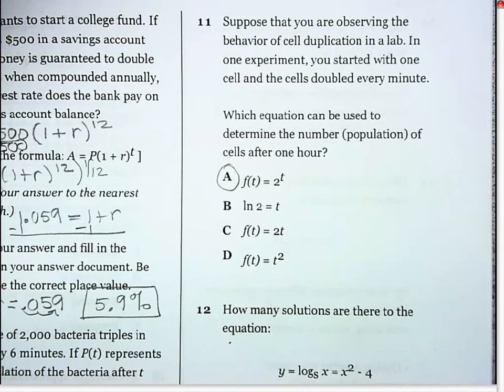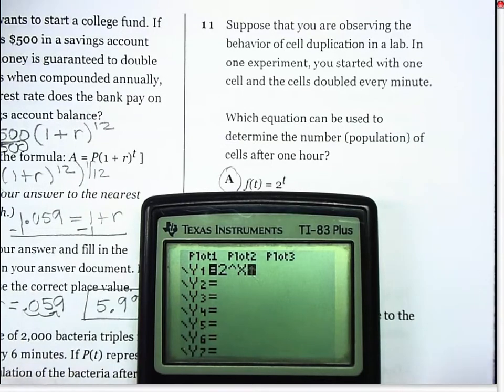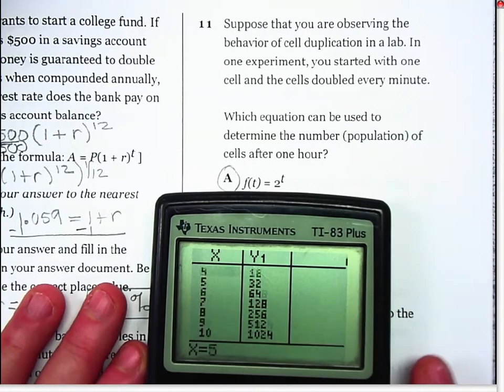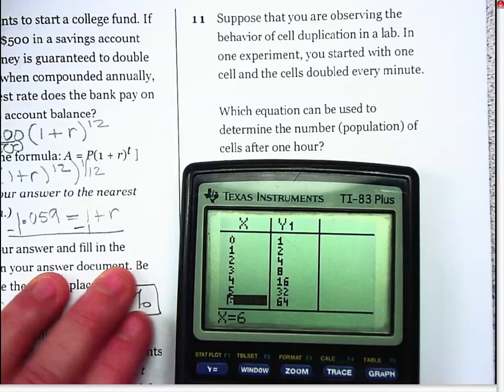Okay, and you can plug it in. Let's make sure it works. Go to the table. So at 0 we start with 1, and then it goes 2, and then it doubles every time. It's doubling every minute.